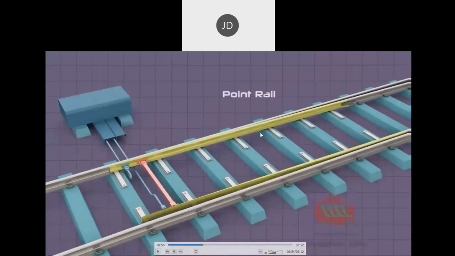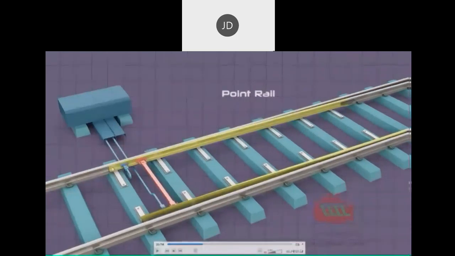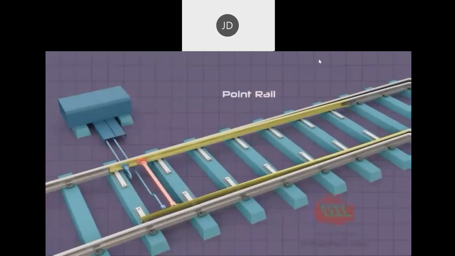This is our point rail. So for the point rail, you can see the thickness. If you look closely, you can see the width here. From this point, it is tapered like this. Up to this point, it's very thin now. There is no thickness.